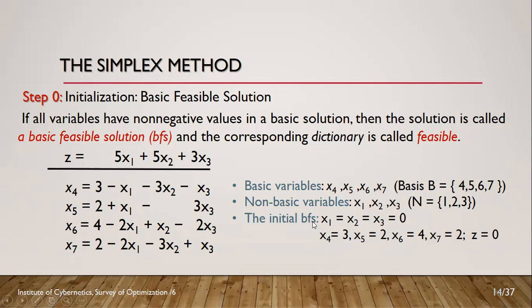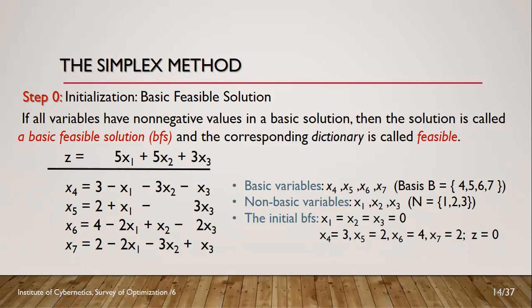So in the initial BFS, the original variables are set to 0, and the newly introduced slack variables are equal to the right-hand sides of the equalities. So therefore, x sub 4 is 3, x sub 5 is 2, x sub 6 is 4, x sub 7 is 2, and we can find the value of the objective function, which is 0. Again, it is not the best solution, but it is a solution.